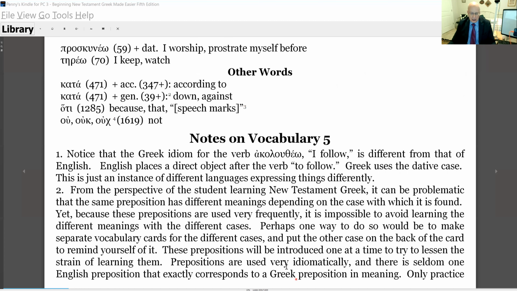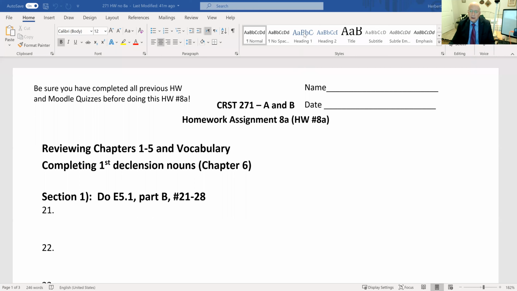Well, let's go there, actually. I'll share that screen. Let's look at the homework again. Here we are. I think I've got it. All right.